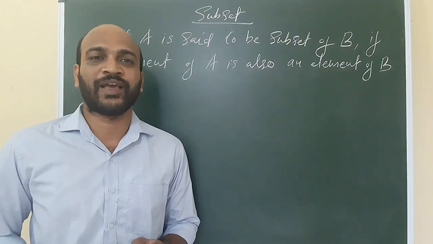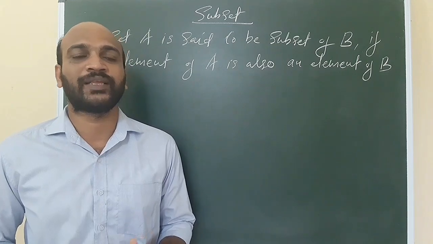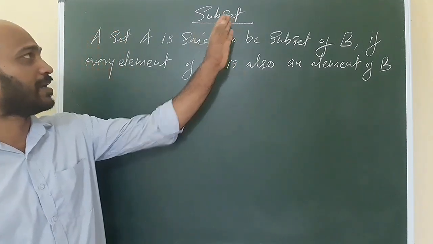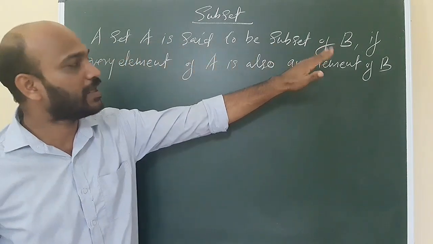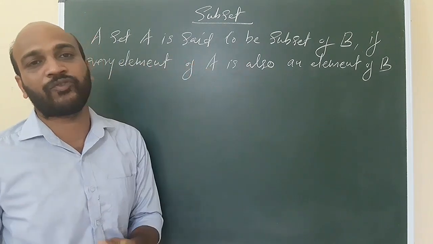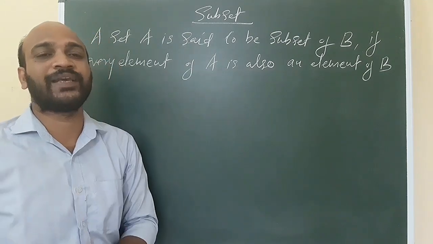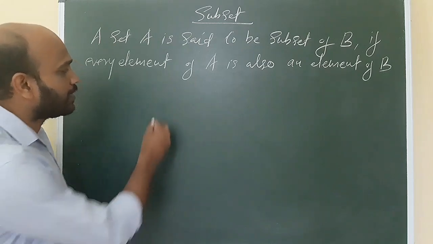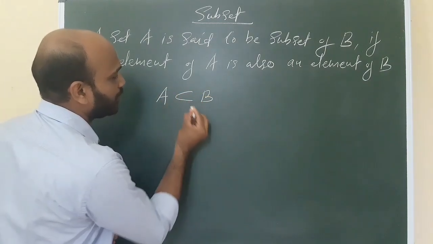Students, in the last class we have studied different types of sets. Today we will study a new topic, that is subset. From the word itself it is clear. Subset. Definition: a set A is said to be a subset of B if every element of A is also an element of B. That means if all elements of A are in B, we can say that A is a subset of B. We denote it simply as A subset of B.